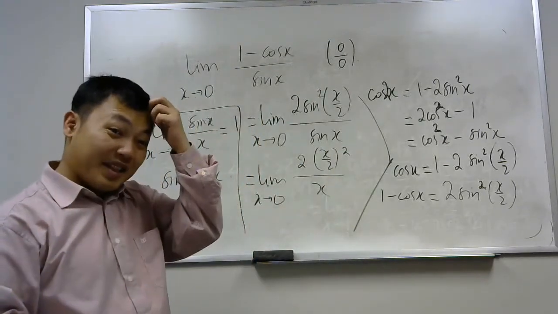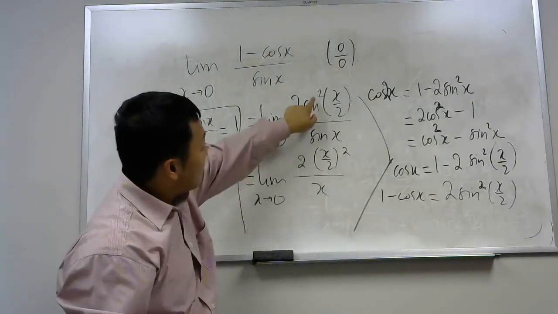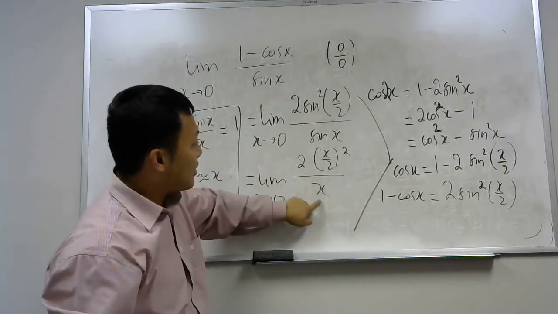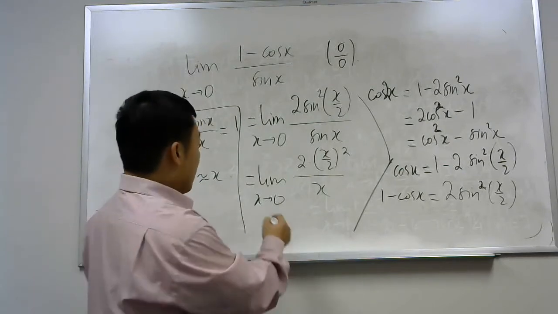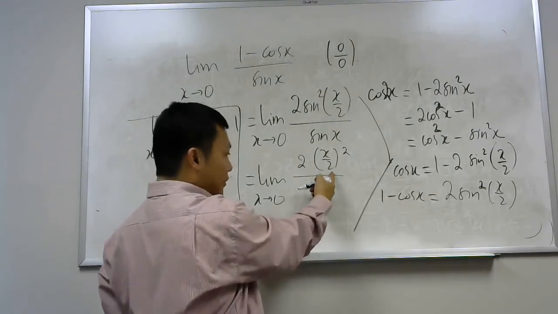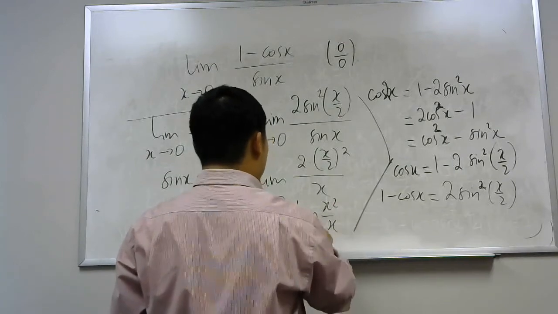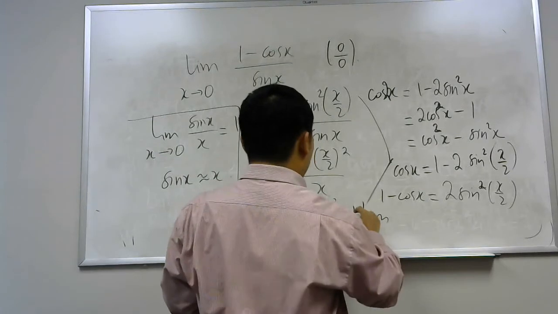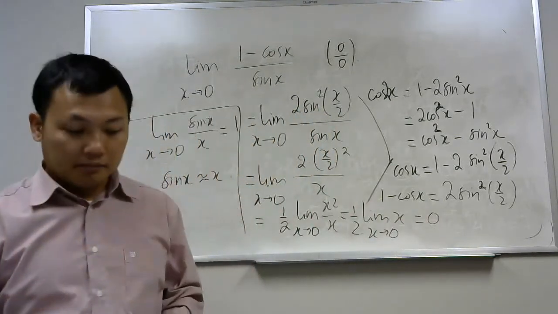Make sense? So sine of x over 2 is similar to x over 2, but we have squaring here, and instead of sine, I write just x. And you can see this limit is just 0 because here we have x squared, and 2 times 1 over 4 is 1 over 2, right? Limit of x squared over x when x goes to 0. So that is 1 over 2 times the limit of x when x goes to 0, which is 0. Done.